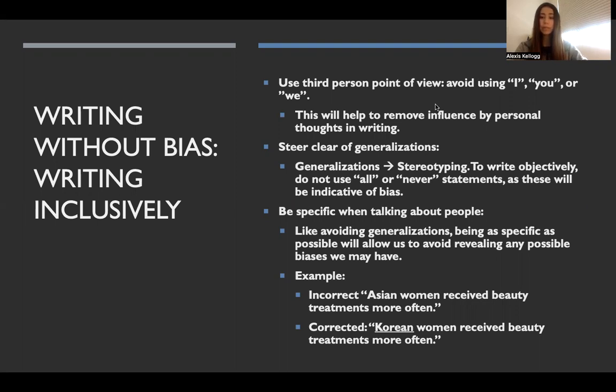For example, if you're trying to make the point that Korean women receive beauty treatments more often, you would not want to say that Asian women receive beauty treatments more often, because this would be using a generalization and would be putting Korean women in the same category as all Asian women. Therefore, with a statement like this, we should be specific and state that Korean women receive beauty treatments more often.